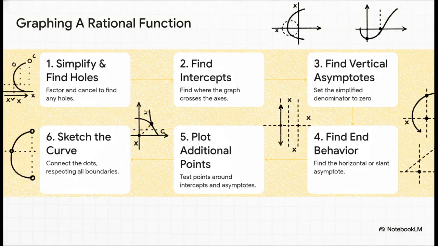And here's our game plan. It's a 6-step process. First step, we simplify the function and find any of those holes. Then we find where the graph crosses the axes, the intercepts. After that, we draw in our vertical asymptotes. Step 4, we figure out the end behavior, that horizontal or slant asymptote. Then we plot just a few extra points to be sure. And finally, we connect the dots and sketch our curve.